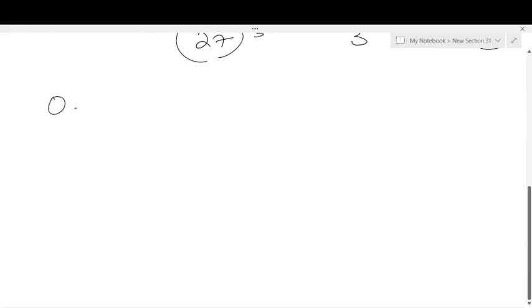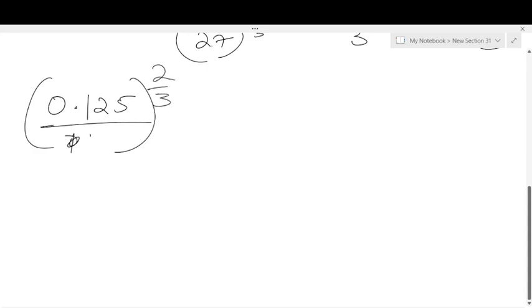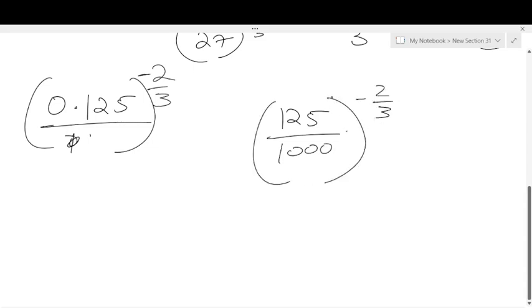Now, one question: 0.125 to the power of minus 2 by 3. How do you solve this question? What is 0.125? 125 by 1000 to the power of minus 2 by 3, right? So you can even write it like this. Now you can cancel this. Bhargavi, as you asked, can you see you can cancel this, right?